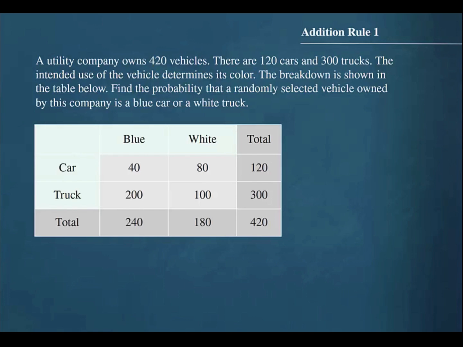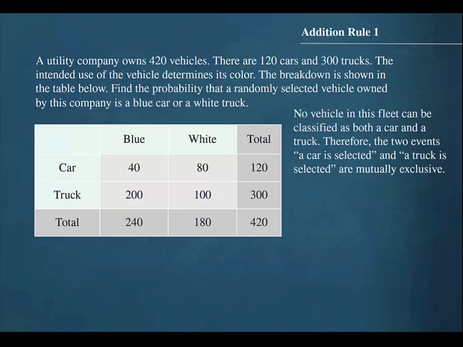Let's find the probability that a randomly selected vehicle owned by this company is a blue car or a white truck. No vehicle in this fleet can be classified both as a car and a truck. Therefore, the two events, a car is selected or a truck is selected, are mutually exclusive.